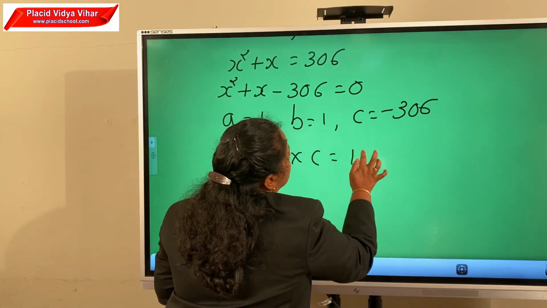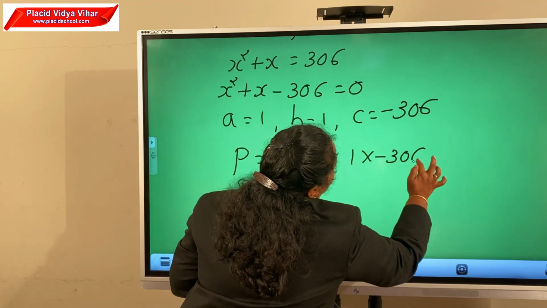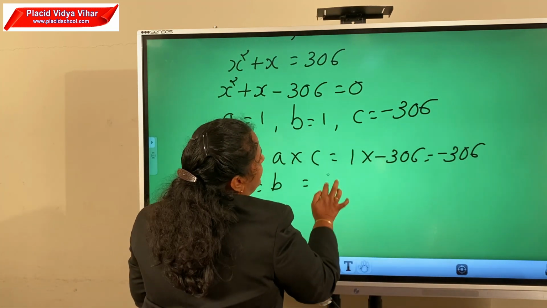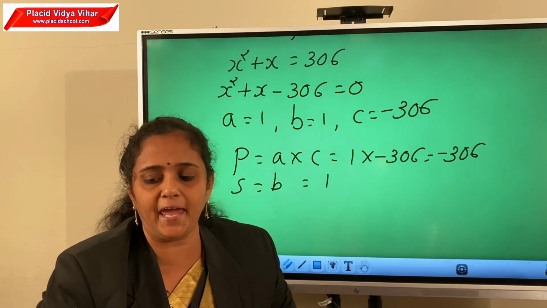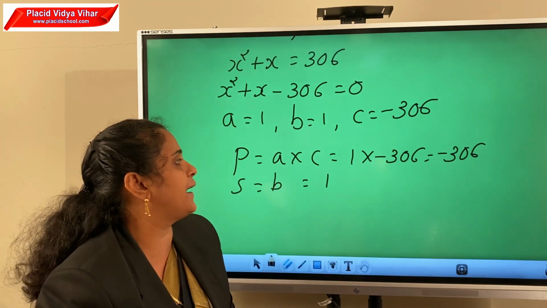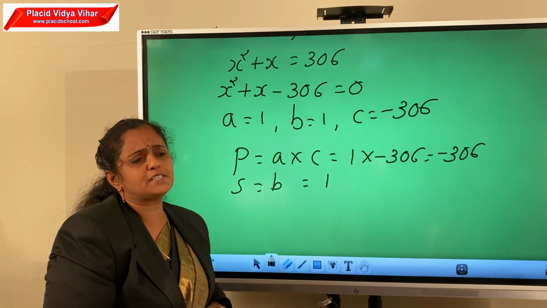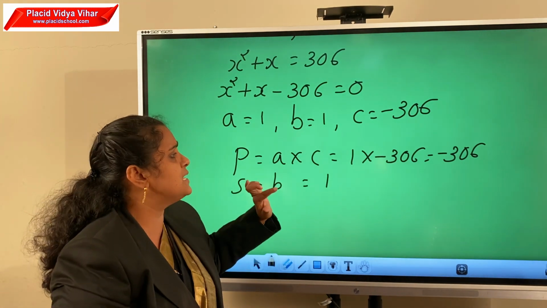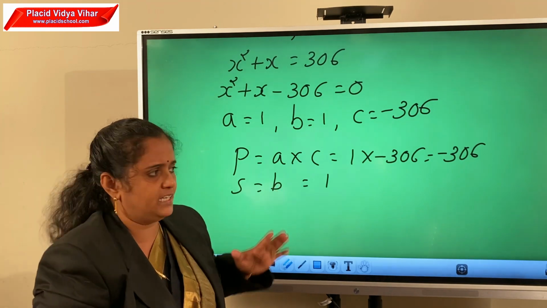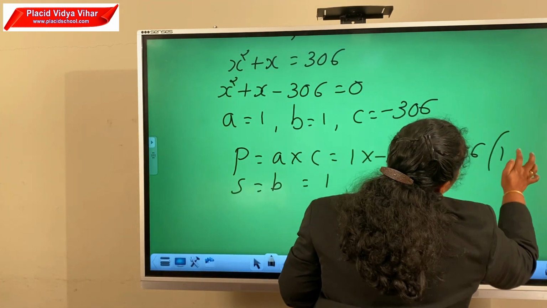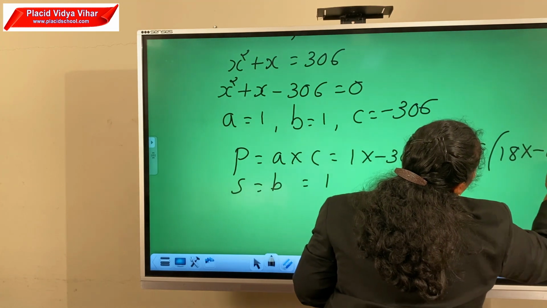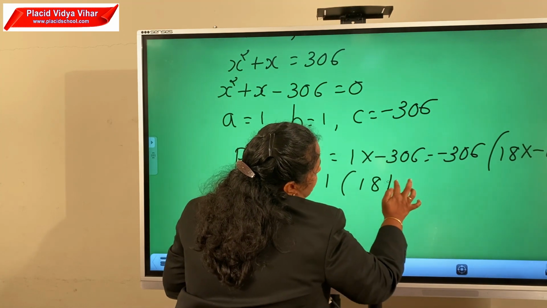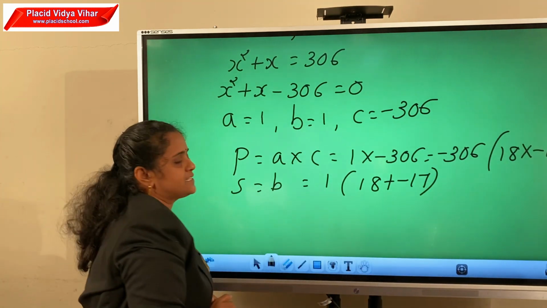Here a is equal to 1 and c is minus 306. Then the sum is equal to b, which is 1. When we multiply the two numbers, the answer is minus 306. When we add them, we get the answer 1. What are the numbers? The numbers are 18 and minus 17. We know that 18 into minus 17 is equal to minus 306. When we add 18 plus minus 17, the answer is 1.